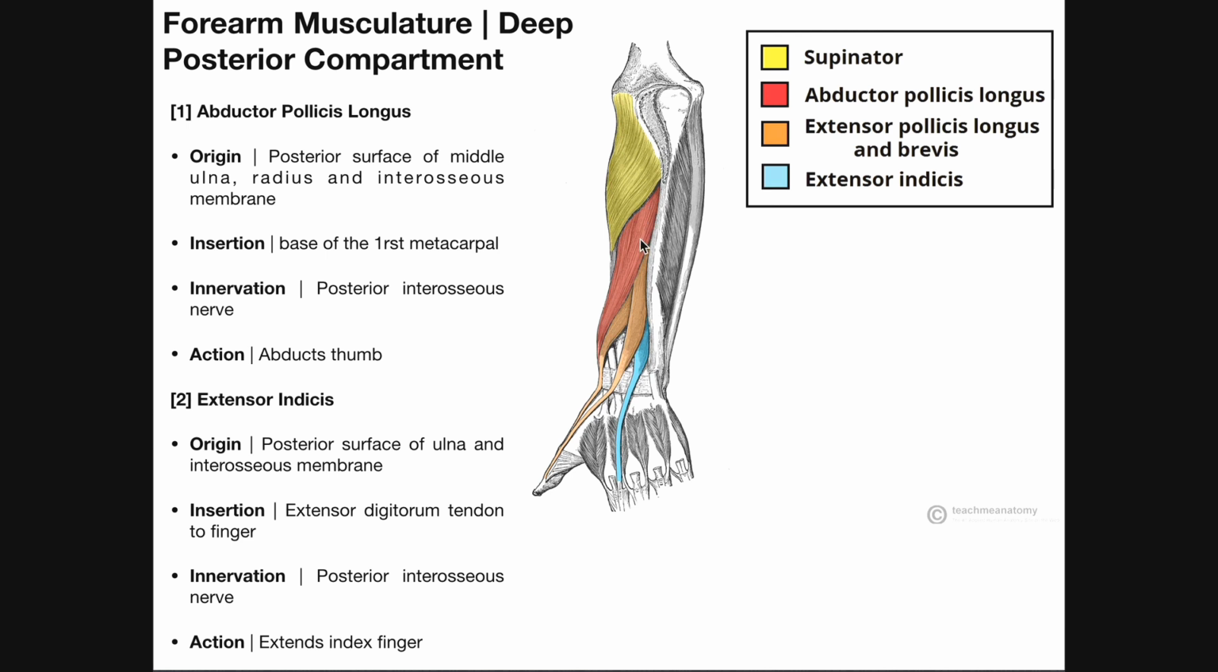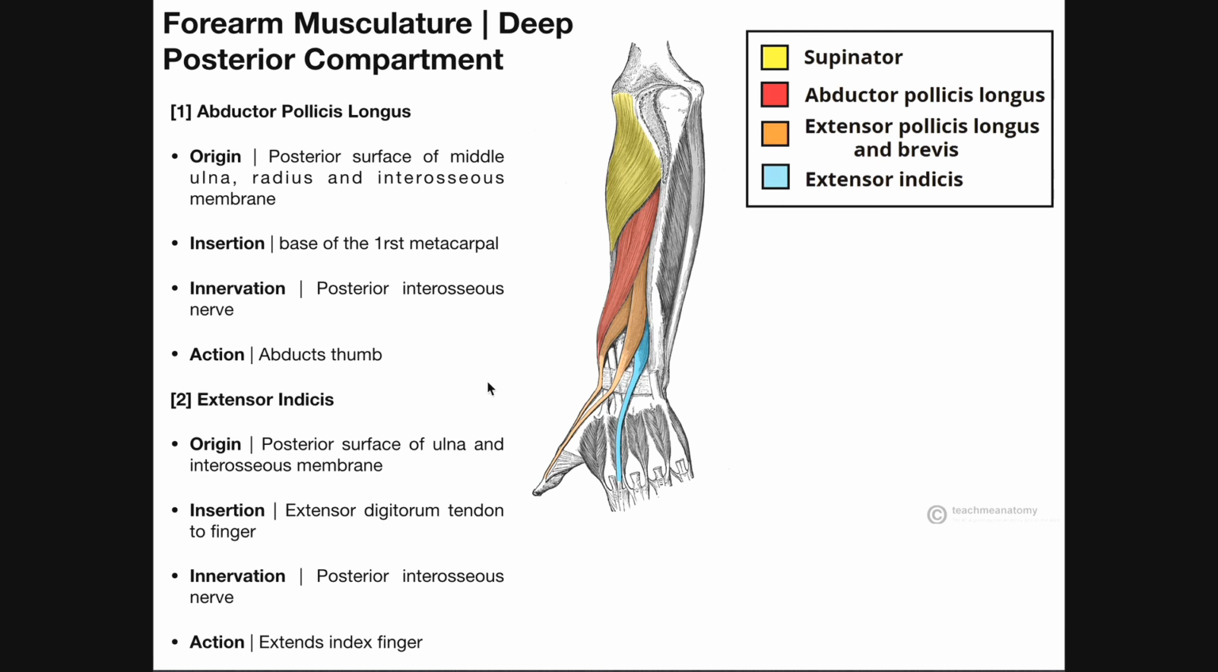And we can see the fibers extend distally, and they just insert on the base of the first metacarpal. That is the metacarpal of the thumb. And because they're inserting out here, they would act to move the thumb in this direction, like this. And that is abduction of the thumb. This muscle is innervated by the posterior interosseous nerve.